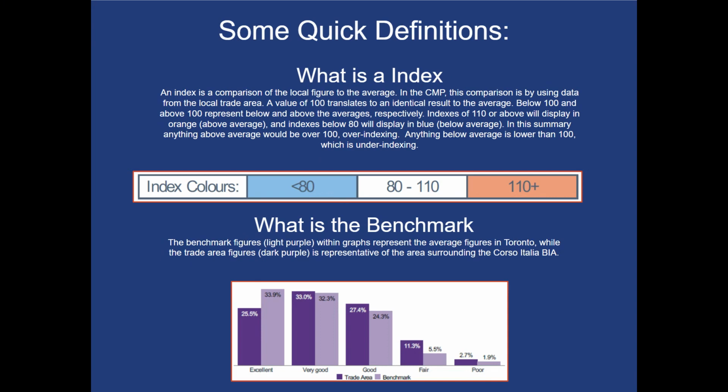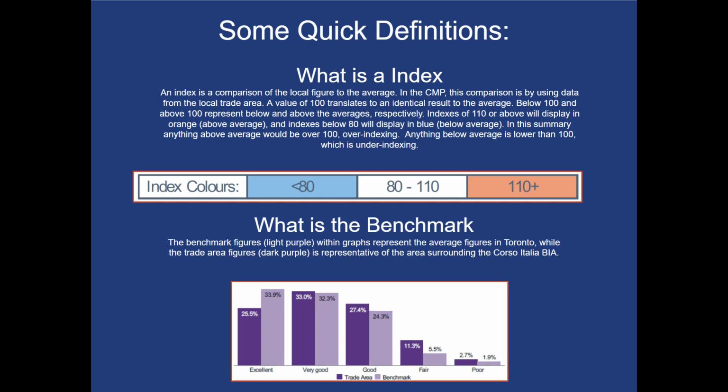The most important thing to remember is that the average is 100, but it has a range of 80 to 110, which is a range within which things are considered average. If it's higher than 110, then typically it's going to show up as orange. But the important note there is that to understand how much higher or lower than average a thing is, you subtract 100. So in this instance, 110 minus 100 means it's 10% higher than the average, while 100 minus 80 means it's 20% lower than average.